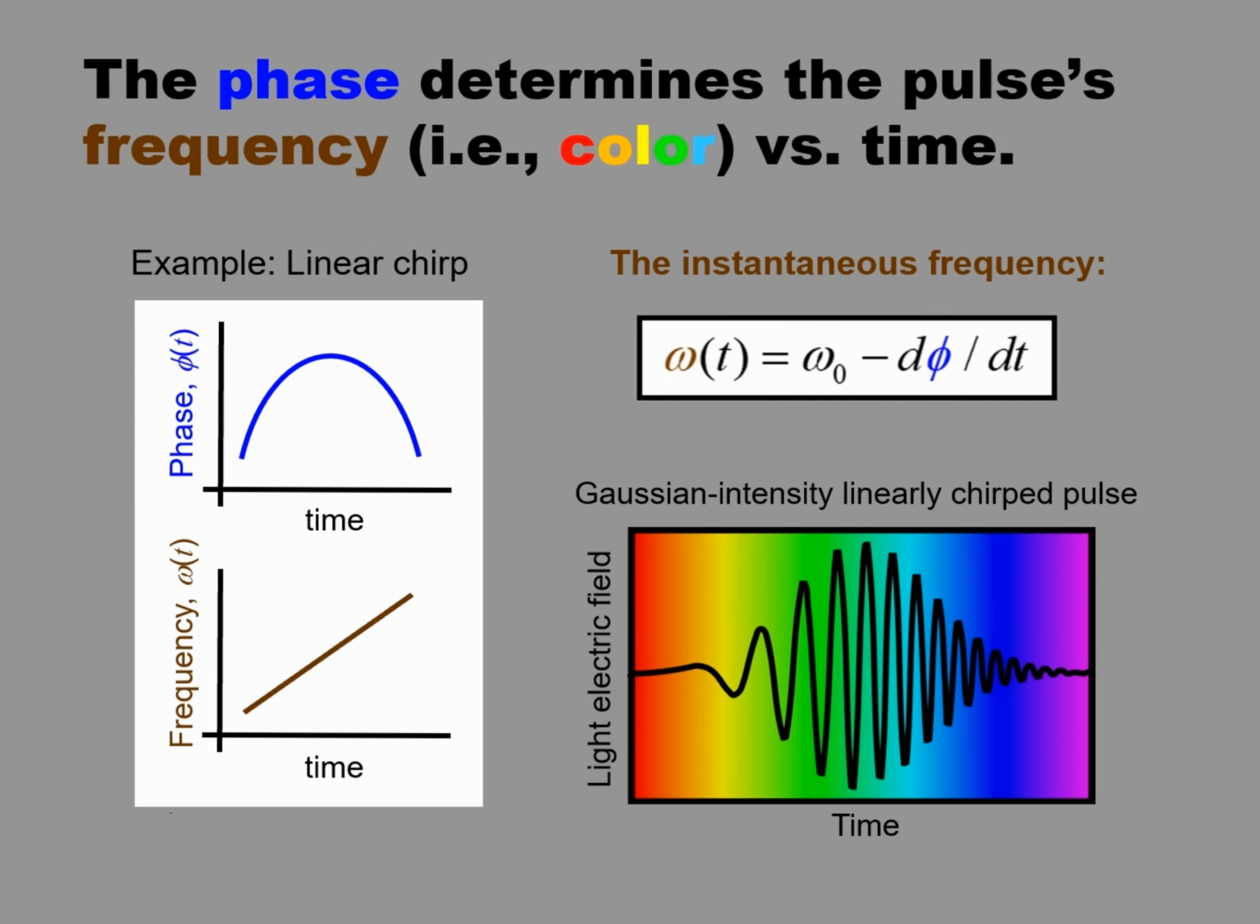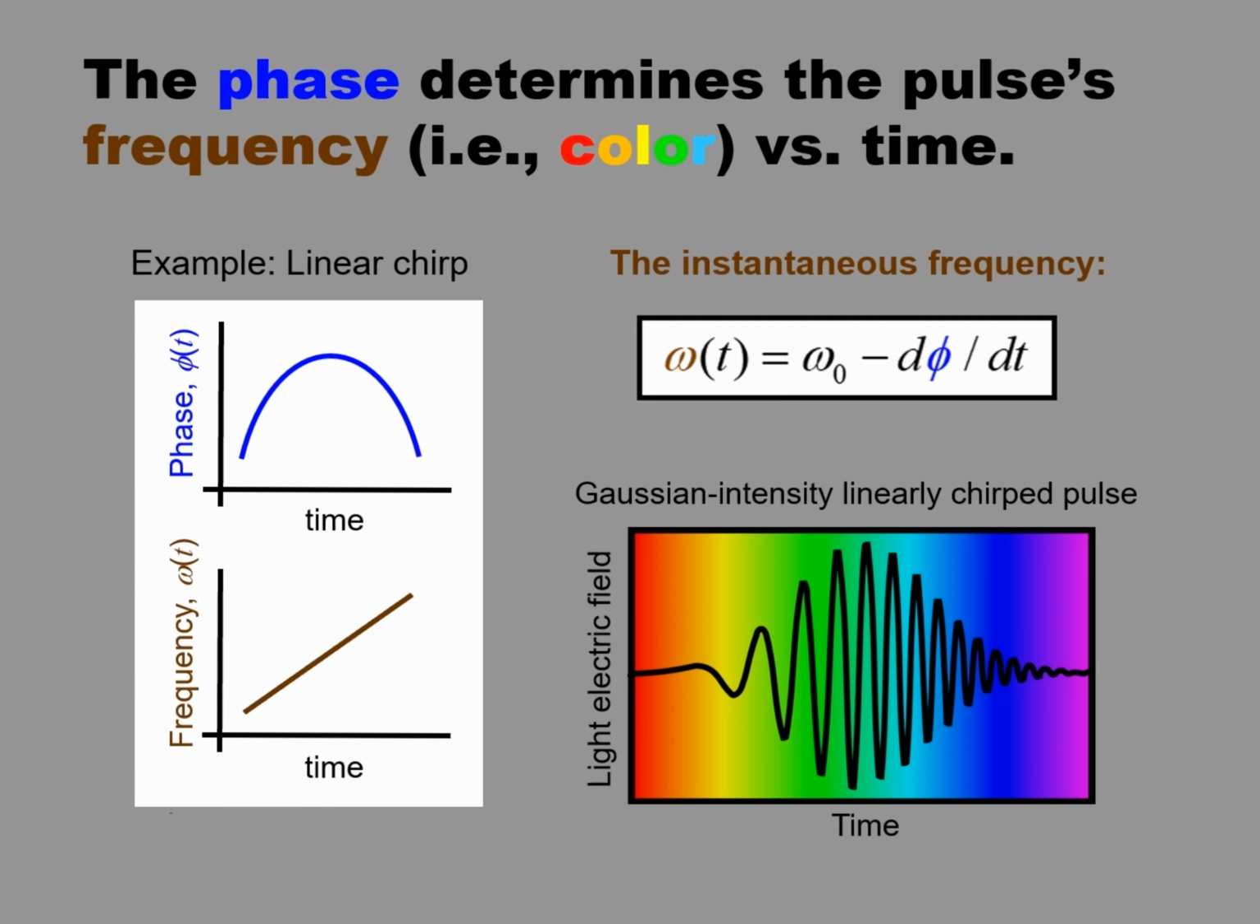Now let's talk about the phase. The phase, whether temporal or spectral, determines the pulse's frequency or color versus time. A measure of the color at a given time is the instantaneous frequency, which is given by the center frequency minus the time derivative of the temporal phase. The simplest non-trivial temporal or spectral phase distortion is quadratic, which corresponds to a linearly changing instantaneous frequency versus time.